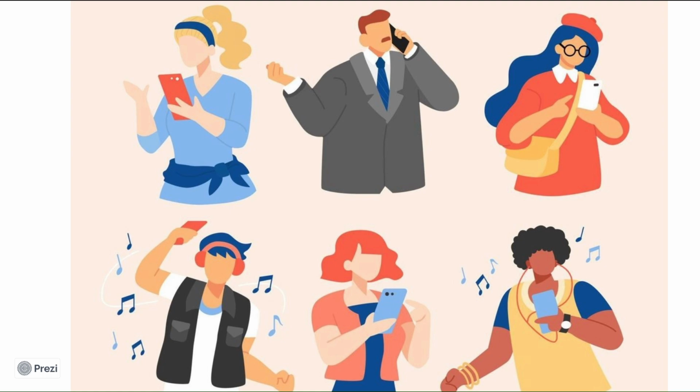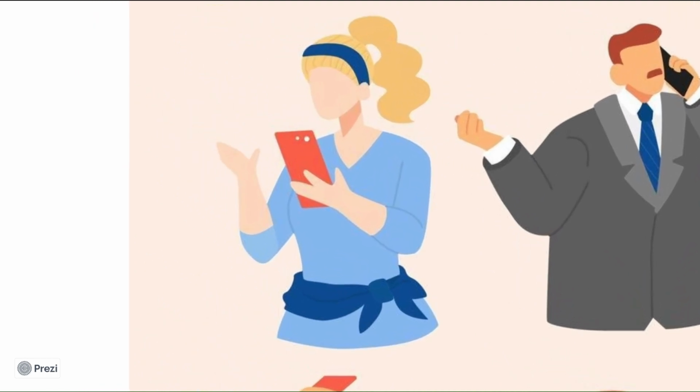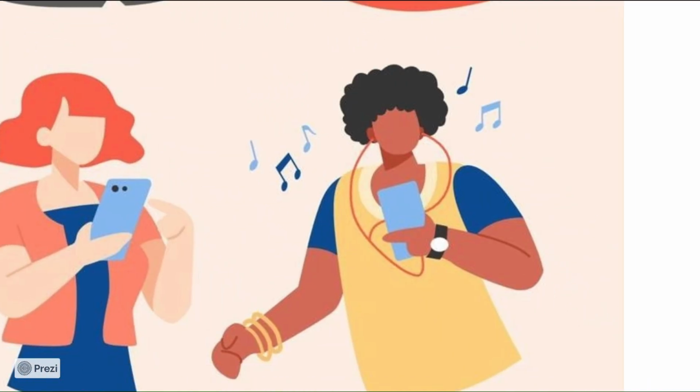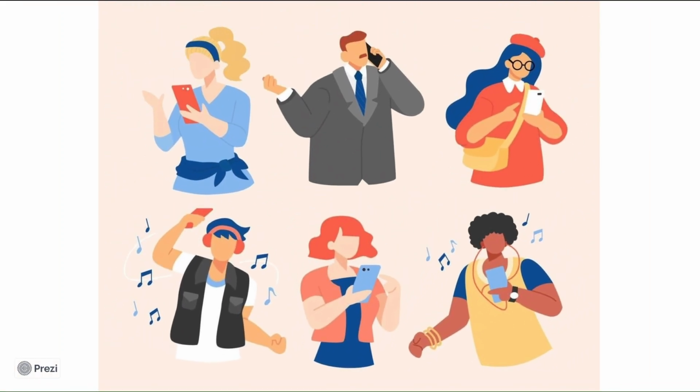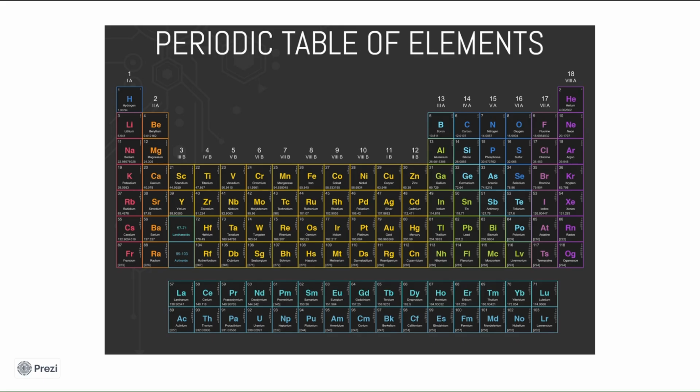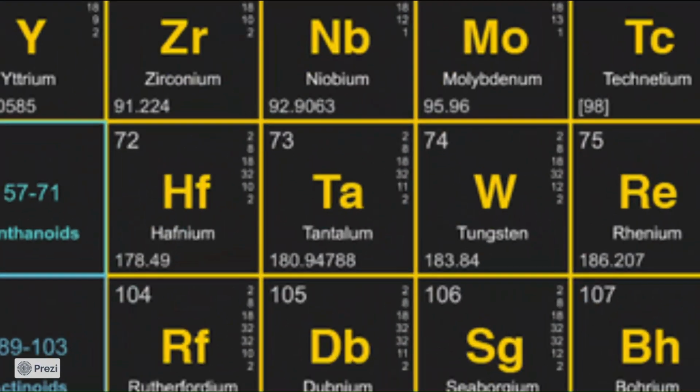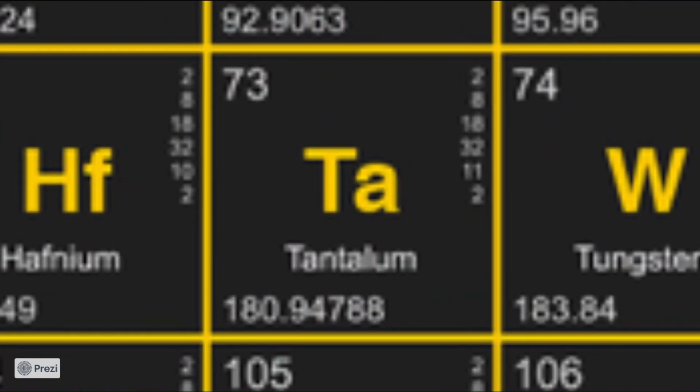People use their phones every day for texting, calling, listening to music, and social media. However, what exactly makes up the device that billions of people all around the world rely on? Phones are made of many different elements from the periodic table, and an important one is tantalum. How does tantalum form and find its way into our phones?